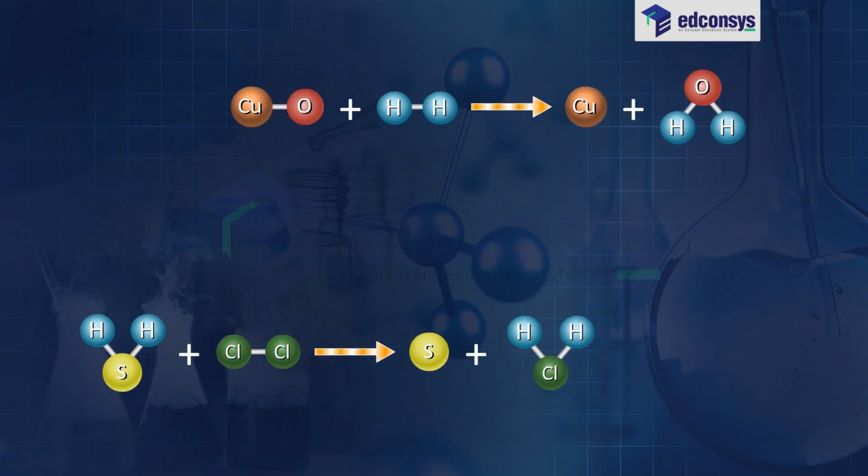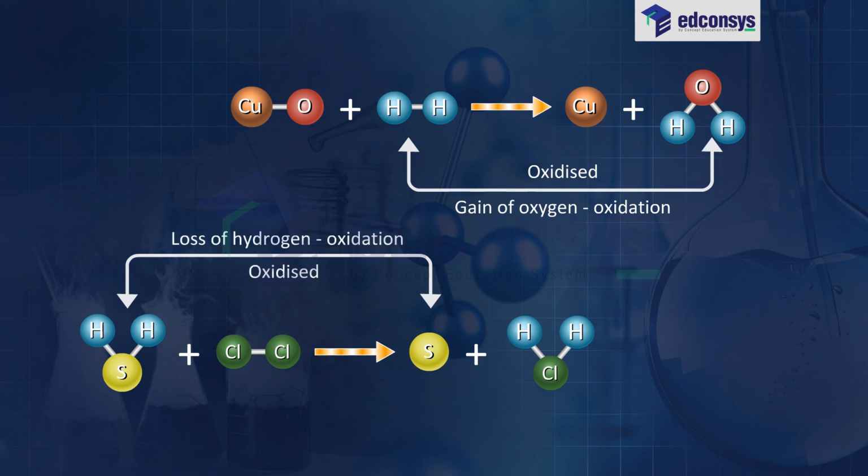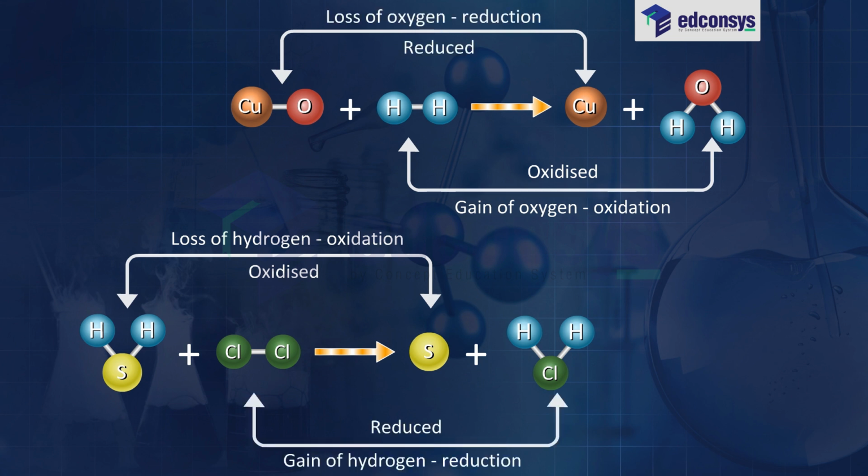From the examples, we can say that if a substance gains oxygen or loses hydrogen during a reaction, it is oxidized. If a substance loses oxygen or gains hydrogen during a reaction, it is reduced.